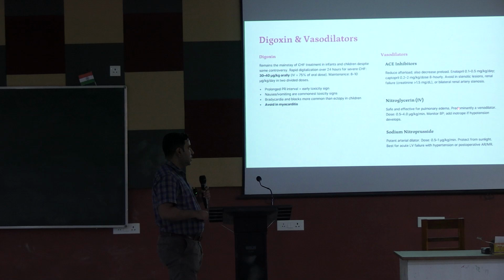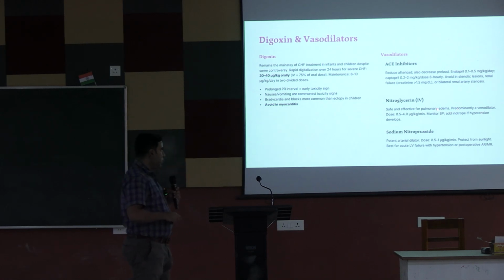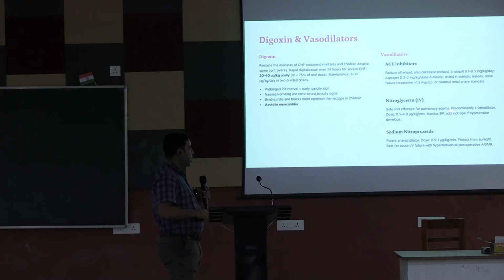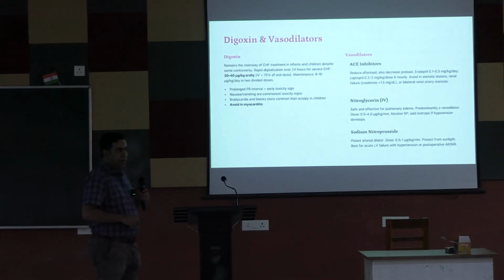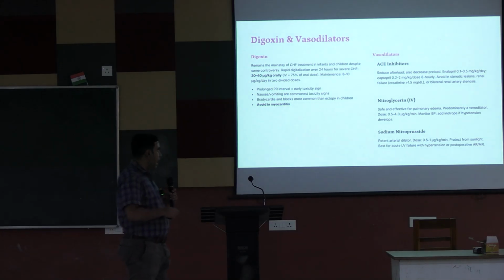Nitroglycerin is very safe and effective for pulmonary edema. It reduces the pulmonary congestion, predominantly a vasodilator. But since it dilates the blood vessels, we have to monitor the BP. And an inotrope is added if hypotension develops. If along with the heart failure we add nitroglycerin and there is hypotension, then we have to add inotropes like dopamine.